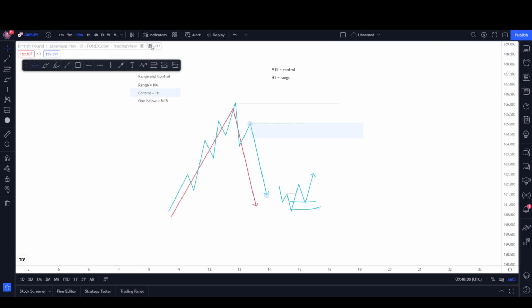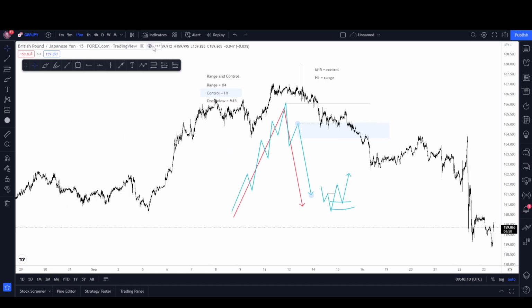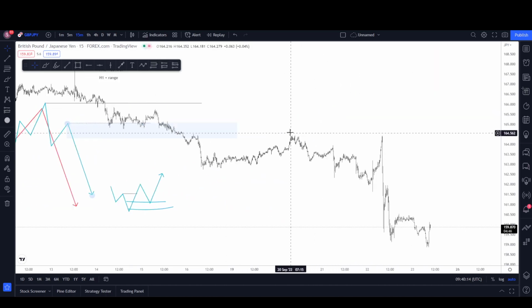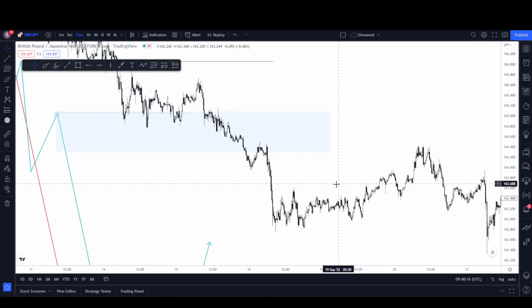So I'm going to show an example, okay, on this pair. I'll just move that to the side. Actually, I'll get rid of that.